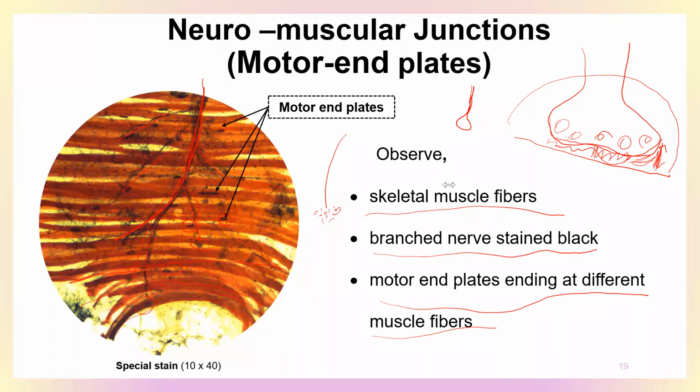Motor end plates, yeah, it's a part of the skeletal muscle, the outer cell membrane of the skeletal muscle, and the cell membrane of the neuron, right? The terminal bouton of the neuron, which is ending there. So you have the postsynaptic membrane and the presynaptic membrane. Presynaptic is the nerve, postsynaptic is the muscle here, because it's a motor end plate or a neuromuscular junction, right?